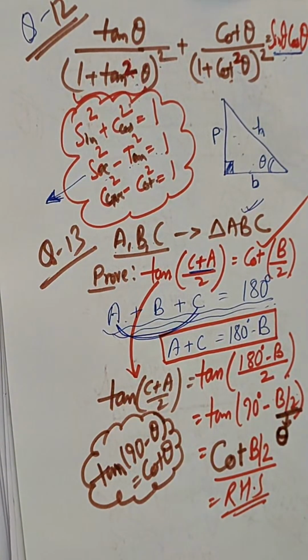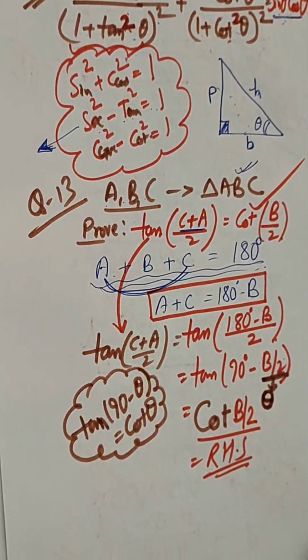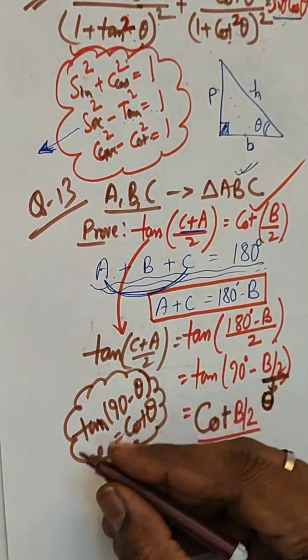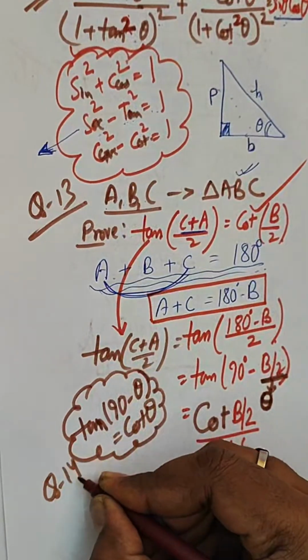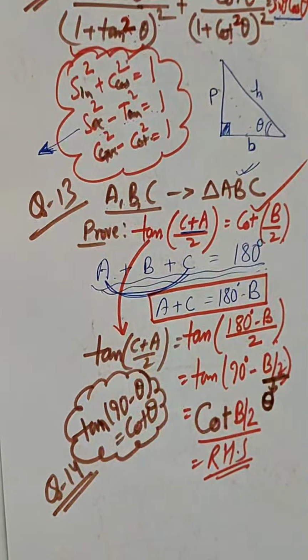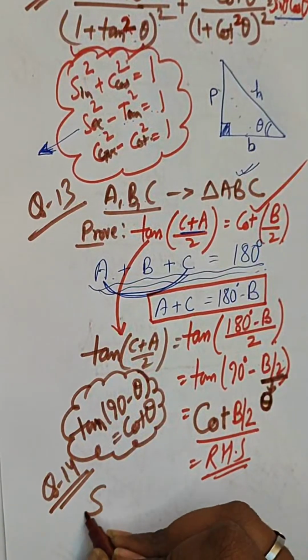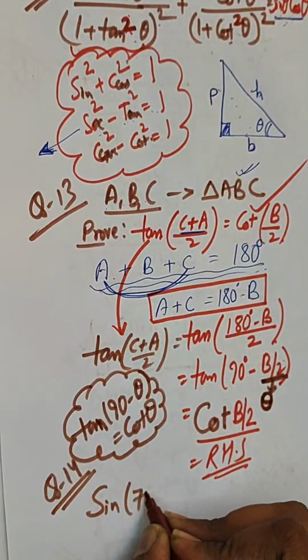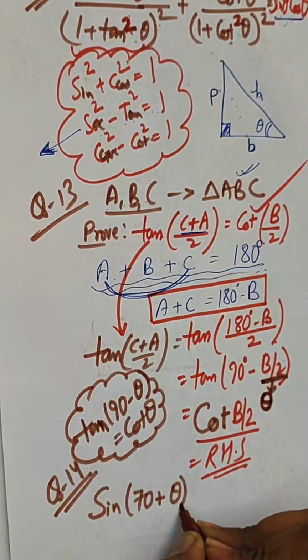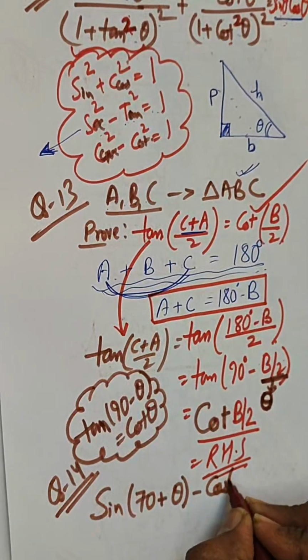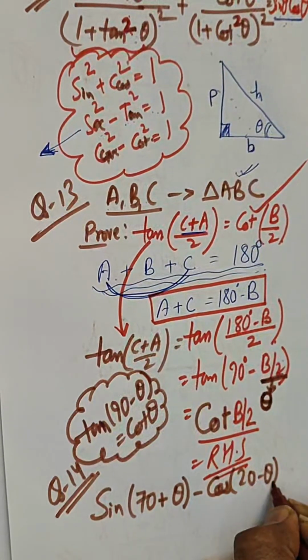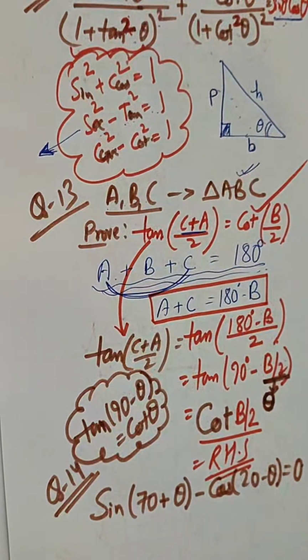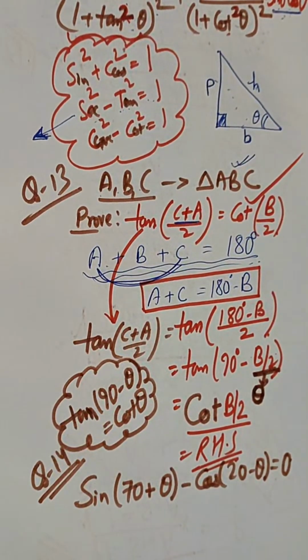So we are not going to close it on 13. Let us take one more question, question number 14 for today. This will be the last question for today's session because we already completed 1 hour. So the question is: prove that sine of (70 plus theta) minus cos of (20 minus theta) is equal to 0, right? This we need to prove.